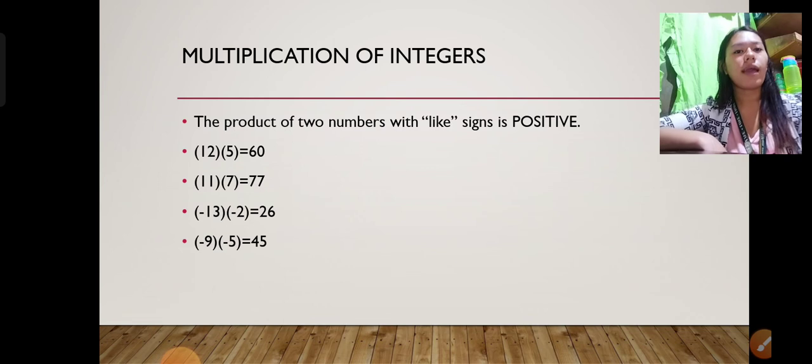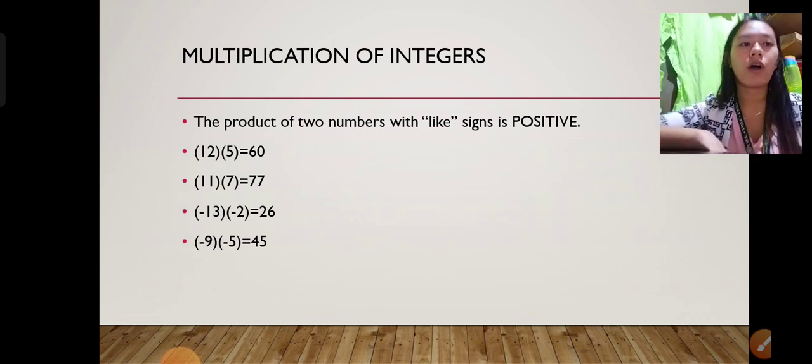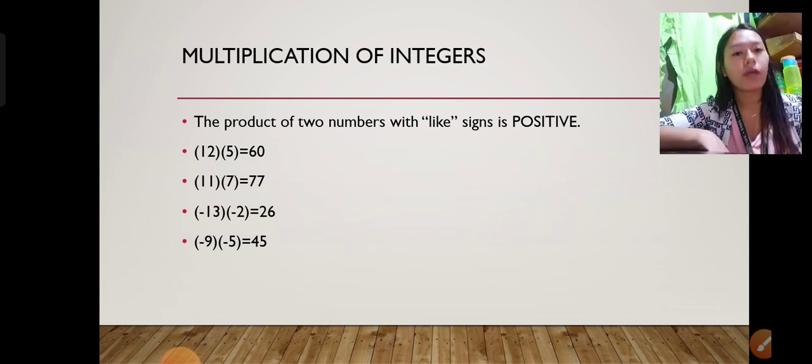Then, the next is the multiplication of integers. The product of two numbers with like signs is positive. So, 12 times 5 is equal to 60. Why 60? Because both numbers are positive, so our answer is positive 60. Then 11 times 7 is equal to 77. The same with number 1. Our answer is positive because both numbers are positive.